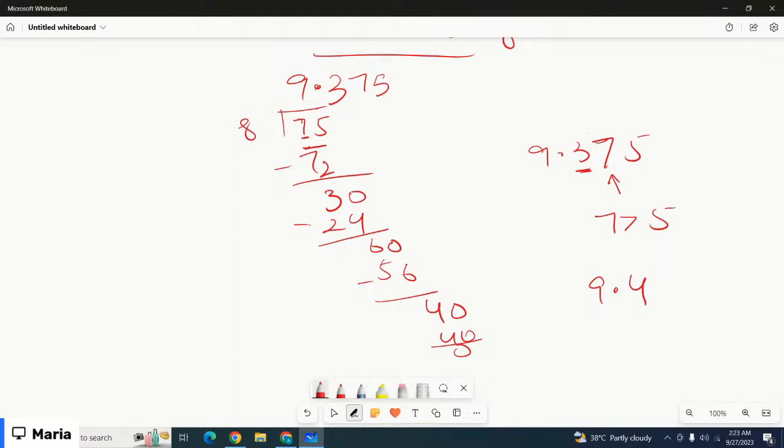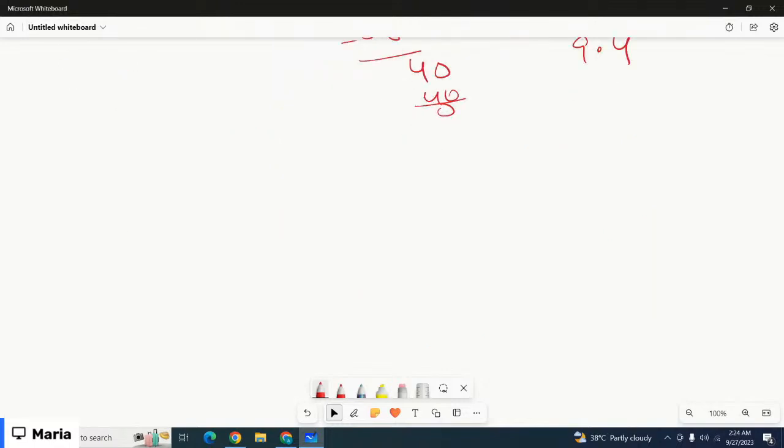Okay, the next one is 3 divided by 8, and you have to round off to the nearest tenth. Let's divide 3 by 8. 3 is less than 8, so we cannot divide. So you have to put a decimal point over here and 0 over here. 8 times what number is 30? We can go for 8 times 3 is 24.